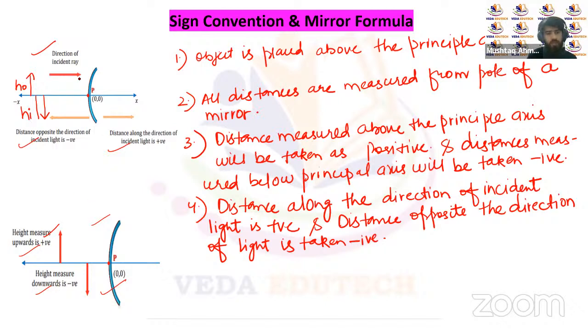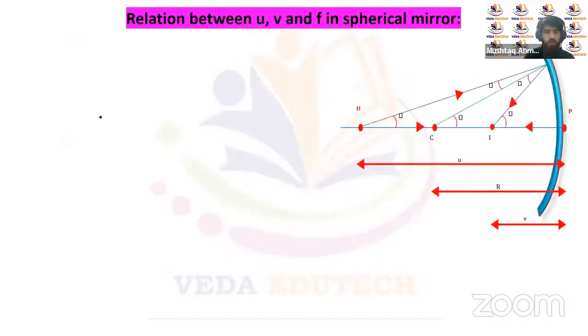You can see here, this is the direction of the incident ray of light. Now if we place the object here, the object distance will be measured from the pole to the object. It will be opposite to the direction of the incident ray, so it will be taken as negative. And if the image is formed here at this position, let's suppose this is the image point, then this image distance will be measured from the principal axis along the direction of the incident ray of light. This will be taken as positive. So these are the four conventions which are very important in deciding the nature of the image formed.